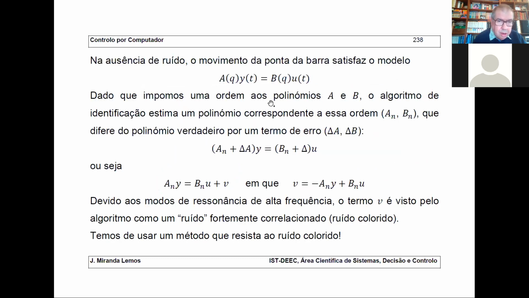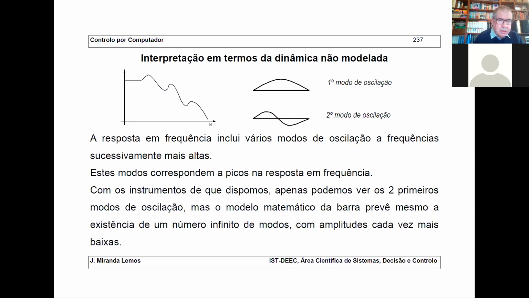Actually, what is the frequency response of the bar? You can imagine that the bar is made of a number of metal particles placed together, and each of the particles oscillates in an independent way. So you have an infinite dimensional system. Okay, so you can have many modes of oscillating.